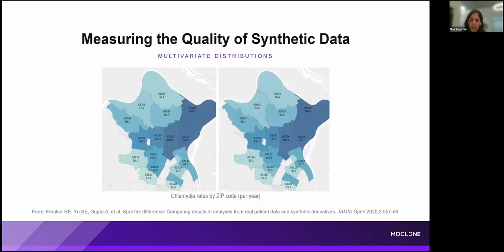The most challenging analyses are, however, those involving several variables together. In this example, we show chlamydia rates by zip code for each year, overlaid on a map. The color of each zip code corresponds to the rate of chlamydia in that zip code, where darker color indicates higher rates.